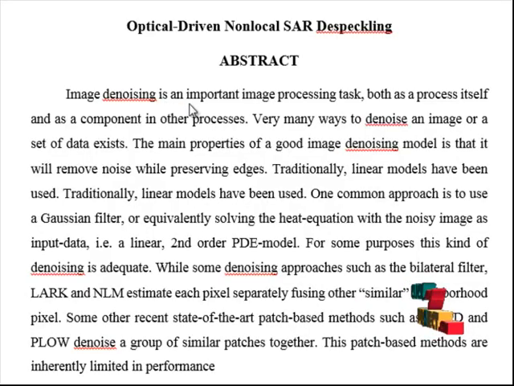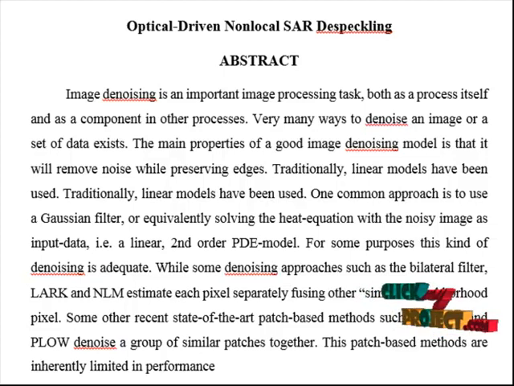Let me discuss the abstract of the project. Image denoising is an important image processing task, both as a process itself and as a component in other processes. Very many ways to denoise an image or a set of data exist. The main property of a good image denoising model is that it will remove noise while preserving edges.